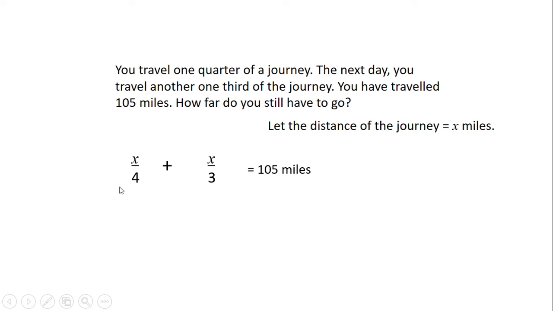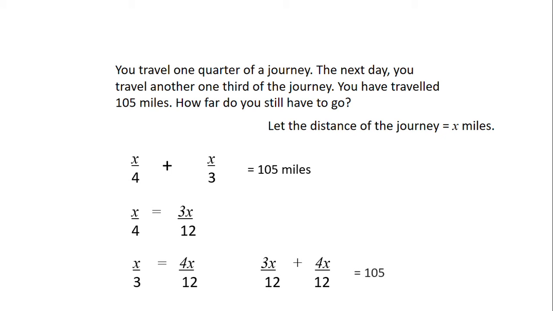So this is day 1, that's day 2. Day 1 and day 2 added together, you've traveled a total of 105 miles. So again, we need to manipulate these fractions and add them together so we can work out what x is. So x over 4 becomes 3x over 12. x over 3 becomes 4x over 12. We add those together.